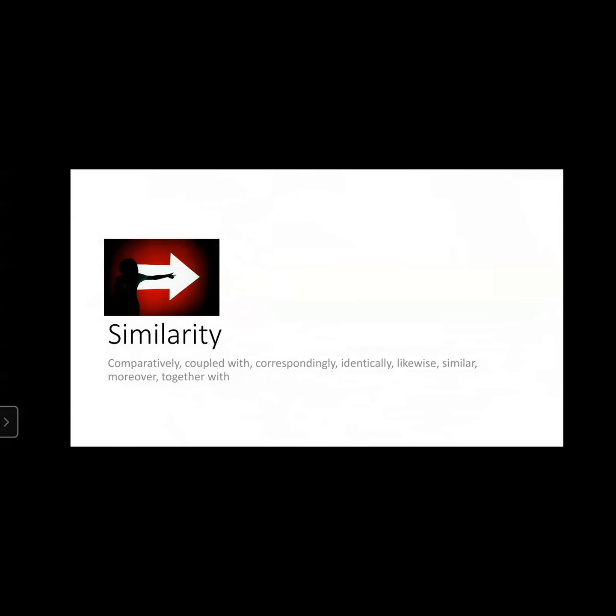You want to do something on similarity. Maybe you're describing something similar. Words you can use: comparatively, coupled with, correspondingly, identically, likewise, similar, moreover, together with. These are phrases and words you can use when you're discussing similarity, and it indicates to the audience you're transitioning. All right, let's see if we have another one.